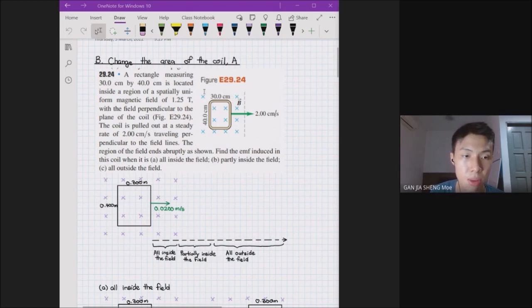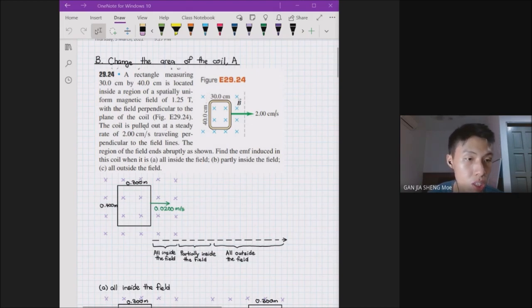They tell you that this magnetic field has a magnitude of 1.25 Tesla. That's the magnetic field strength. This field is perpendicular to the plane of the coil. So this is the coil, and our page here technically represents the plane of the coil, because the coil is now on the plane of the page or the screen that you are seeing right now. In this diagram, they show you that the magnetic field is pointing into the page.